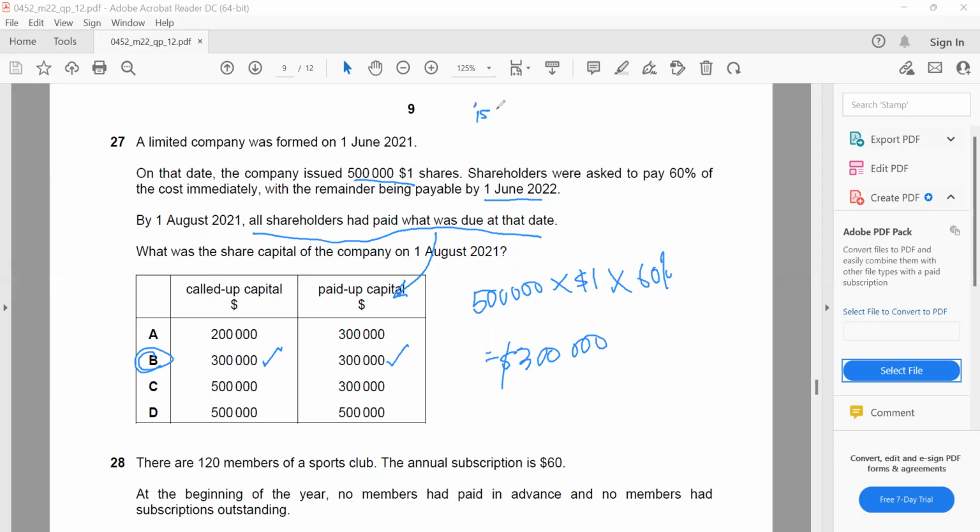Share issue? If the question changes it to issue share, or share issue, the share issue will be 500,000. You call on this date to pay 60%, and on this date you receive the money. This is called paid up. So the answer should be B. So issue share, 500,000.